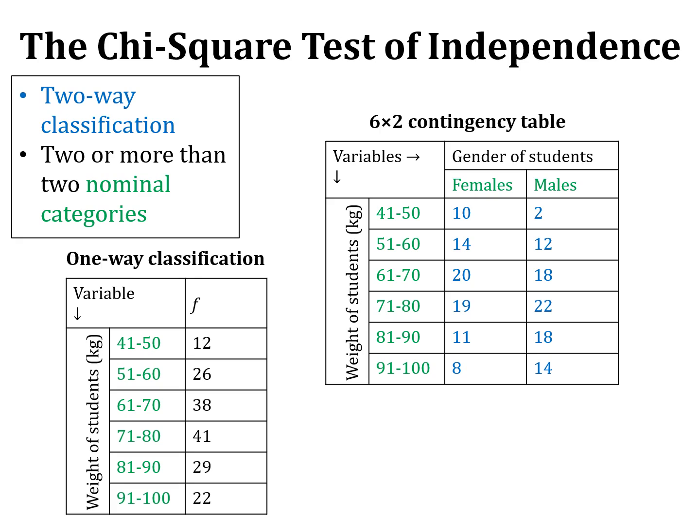And then the other variable is the weight of students in kilograms, which is presented in rows, and it has 6 classes or 6 categories. And the observations belong to two variables, the gender of students and the weight of students. So number 10 here are the females with a weight in the range of 41 to 50 kilograms. 14 are the females with a weight range of 51 to 60 kilograms, and so on. So this is a two-way classification, and this is what is meant by the contingency table. And a contingency table is not simply a 2 by 2 table, but it can have more than two categories.